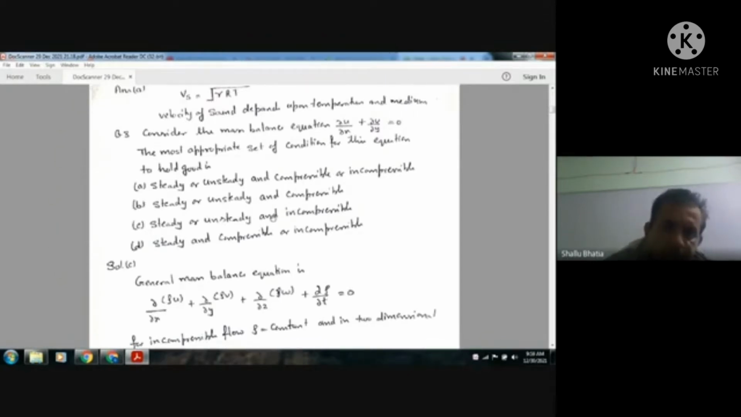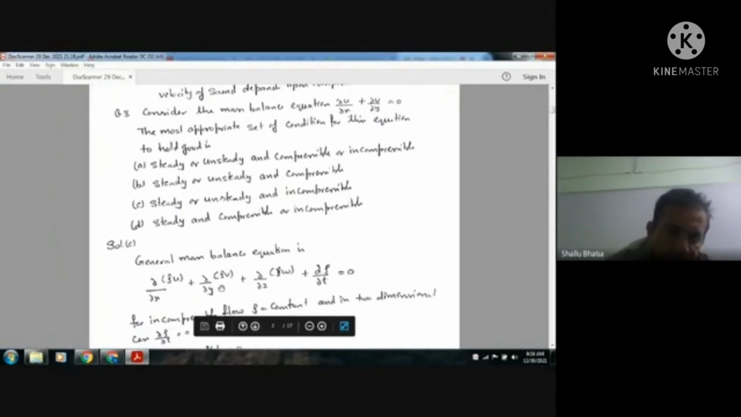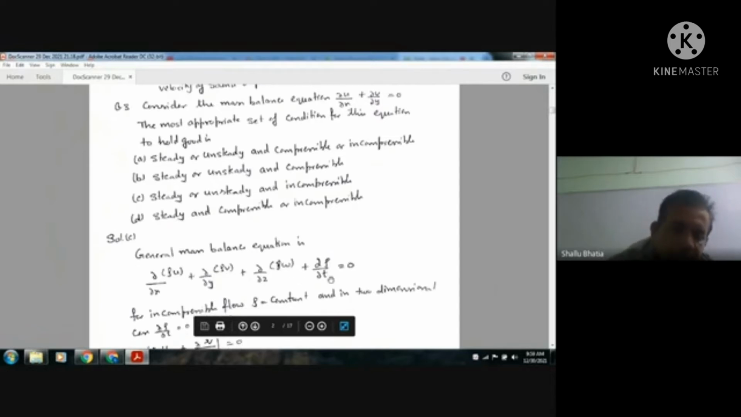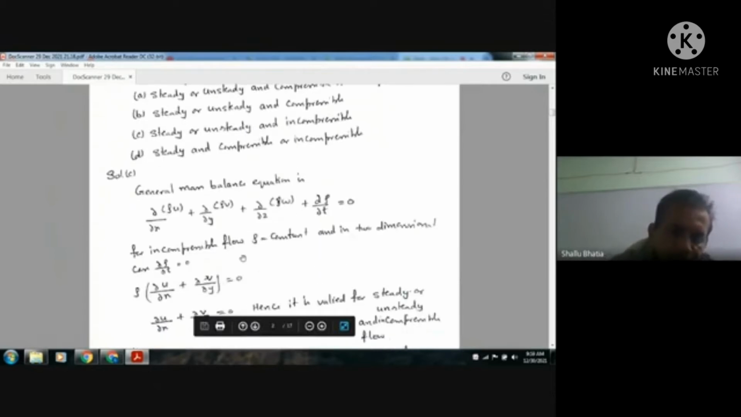Here the general mass balance equation is this, general for compressible, steady, unsteady, and incompressible flow. So this is curly rho u by curly x plus curly rho v by curly y plus curly rho w by curly z plus curly rho by curly t. When we assume incompressible flow, then rho is constant. And when we consider two-dimensional flow, then z is not present. So curly rho by curly t is zero.